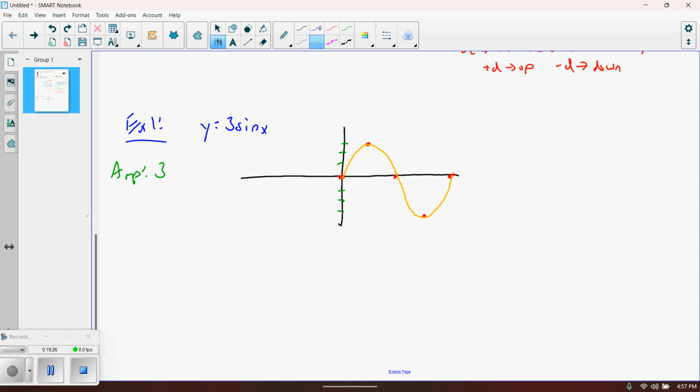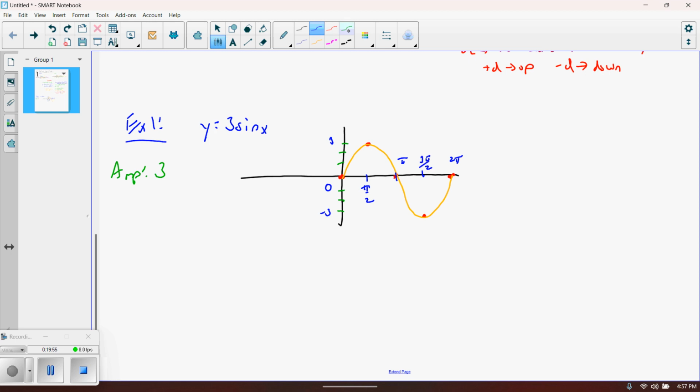We should usually label that 0, pi halves, pi, 3 pi halves, and 2 pi. And then that's 3 and -3. Those are all things we should always label so it's not up to interpretation, and you can definitely tell that that's what that is. All right, so the only shift that we had there was an amplitude shift.